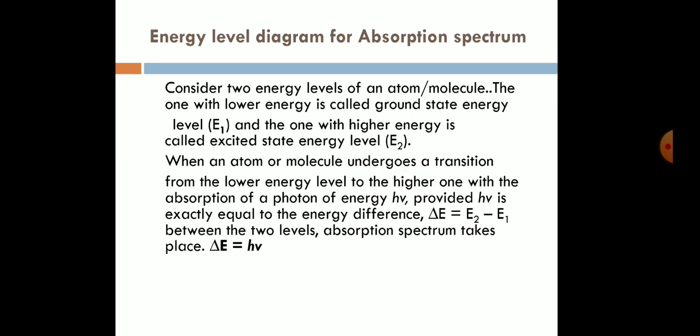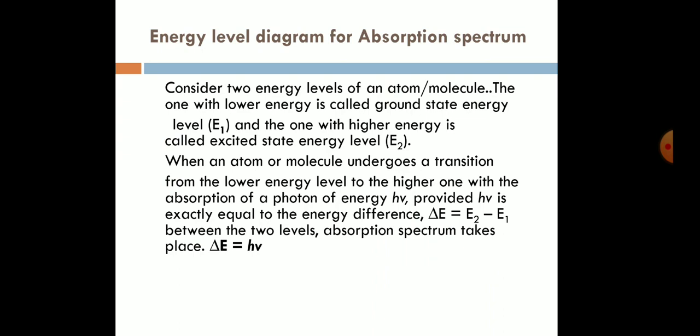Now let us see the energy level diagram for the absorption spectrum, and it will explain very clearly the entire thing which I have discussed till now in absorption spectroscopy. Let us consider two energy levels of an atom or molecule. The one with lower energy is called the ground state energy level, denoted by the symbol E1, and the one with higher energy is called the excited state energy level, denoted by the symbol E2. So there are two energy levels, E1 and E2. E1 is the ground state, E2 is the excited state.